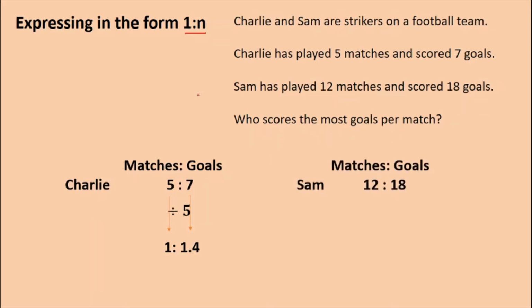Meanwhile, Sam, who plays many more games and has scored more goals, well, if we again put it to a ratio of 1 match to goals, we need to divide by 12 this time. We get 1 at the front to 1.3 recurring. So in fact, in this case, Charlie is the more reliable striker. Charlie scores ever so slightly more goals than Sam does.